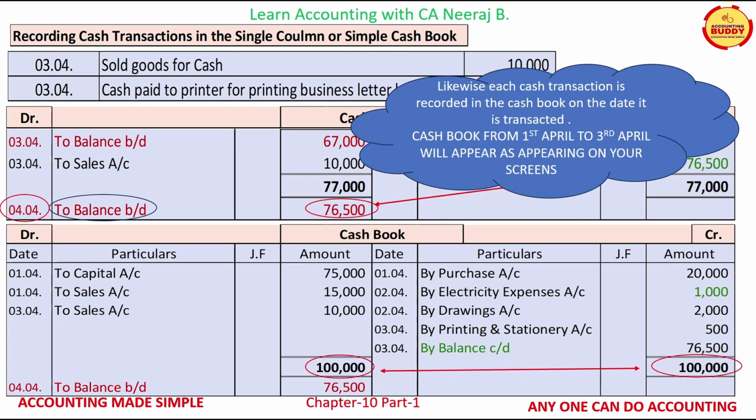Now on 4th of April, the closing balance of $76,500 of the previous day, that is the 3rd April, will be written on the left hand debit side of the cash account by writing the words "to balance brought down."